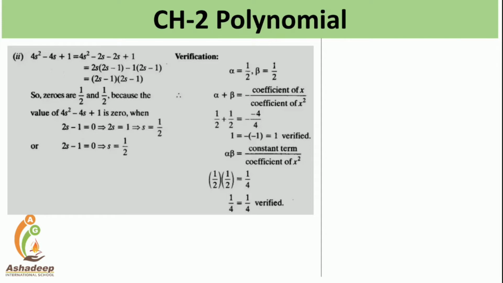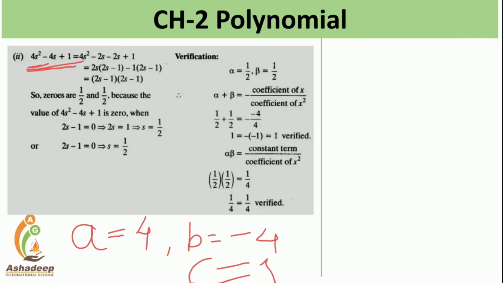See here, it's 4s square minus 4s. So first of all, tell me what is the value of A. So value of A is 4. What is the value of B? So value of B is, we have to consider the sign as well. So it is going to be minus 4. What is the value of C? So the value of C is plus 1.